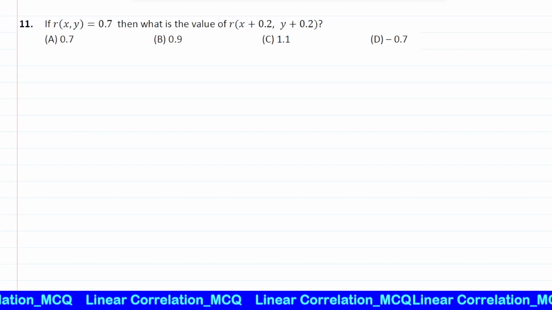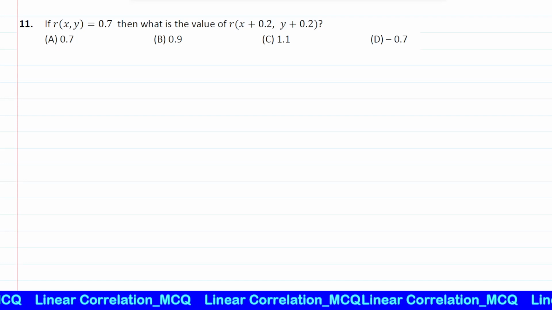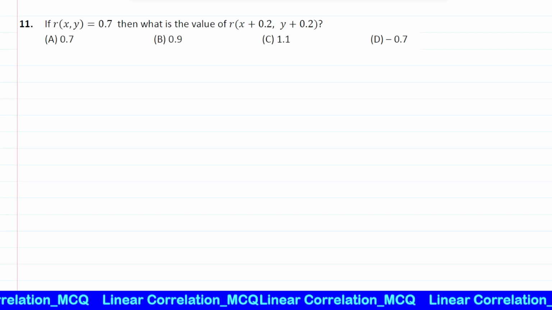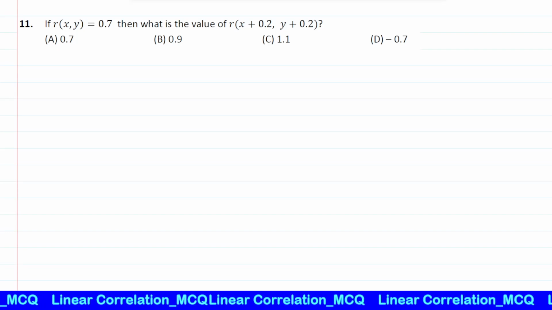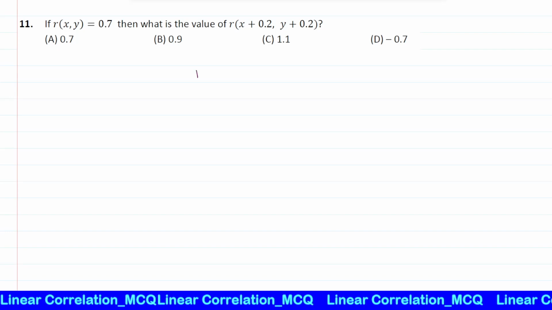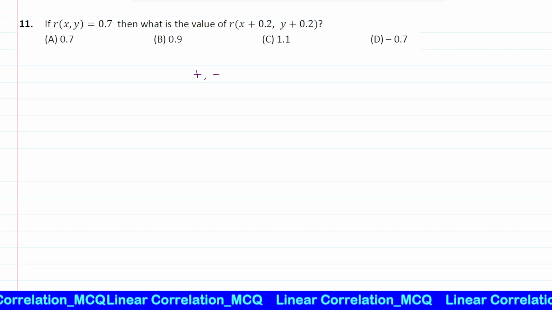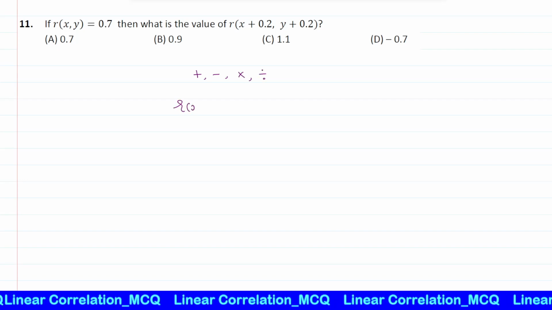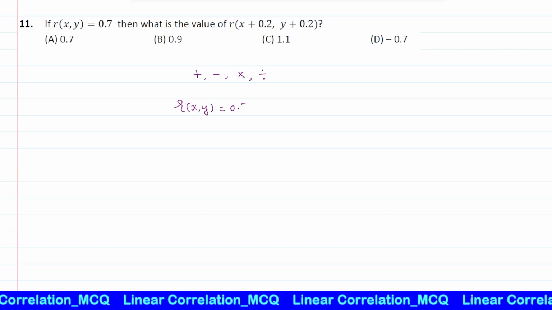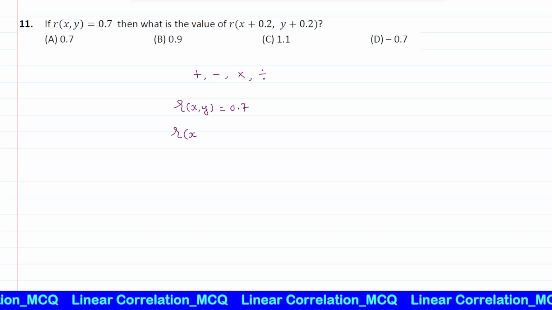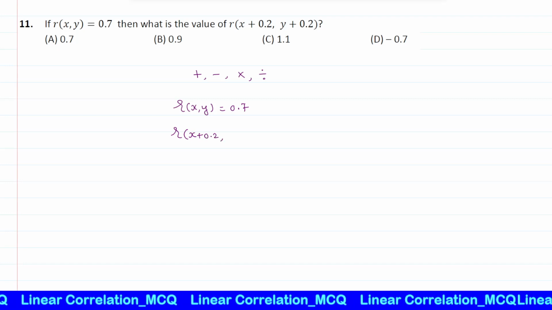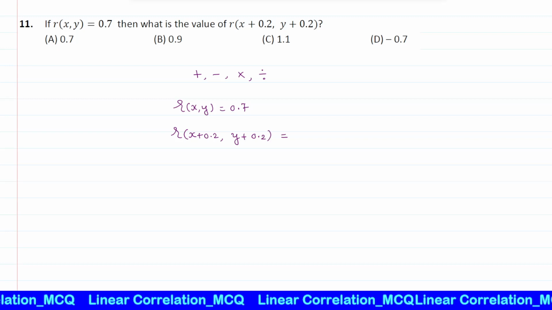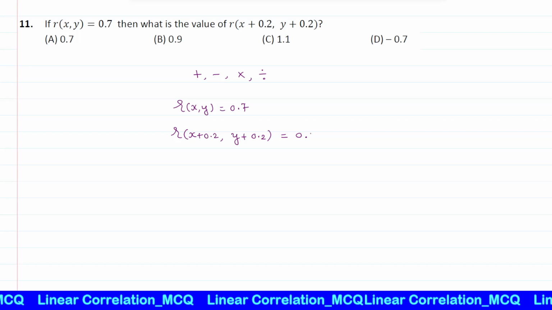If Rxy equals 0.7, then what is the value of r of (x plus 0.2, y plus 0.2)? In the previous MCQ, we learned that the correlation coefficient is free from the effect of origin. That means there is no effect of plus or minus sign. Similarly, there is no effect of multiplication and division. That means if Rxy equals 0.7, and we add 0.2 to all observations of x and 0.2 to all observations of y, there is no effect on Rxy. The answer should be 0.7.